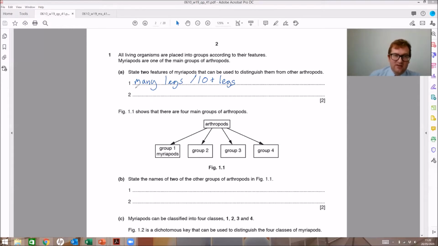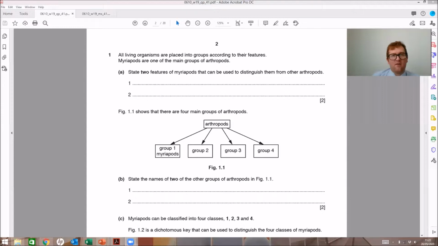The other idea here is that their body consists of effectively a head and segmented body parts. They have many different segments of their body. Where you have insects and arachnids, you'll have a head, thorax, and an abdomen. With myriapods, they don't have that. They just have a head and then many segments of their body.